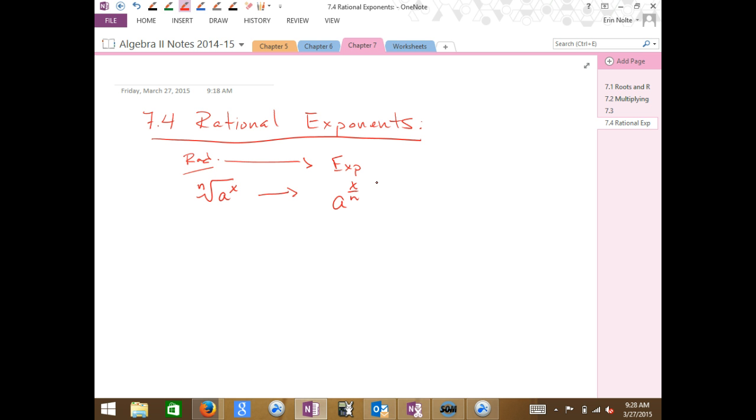Just a quick couple examples of that. Let's say we have the square root of a cubed, and we're going to convert that into exponential form. What would the exponential form be?